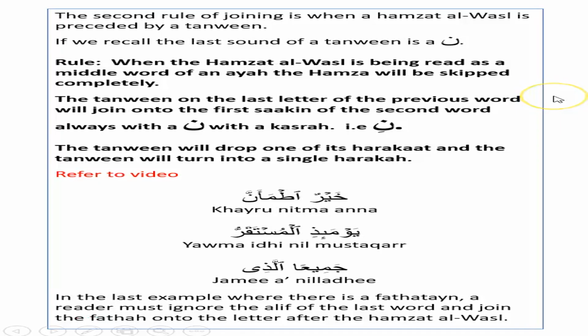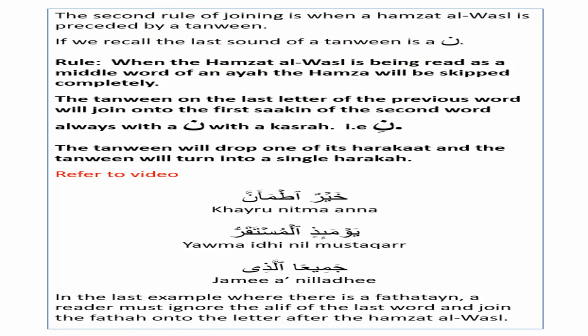Okay, so the second rule of joining is when the Hamzat al Wasl is preceded by a Tanween. That means that a Tanween comes before the Hamzat al Wasl. So how do we read this? If you recall, the last sound of a Tanween is a Noon, as in un. Okay, so the last sound is a Noon.